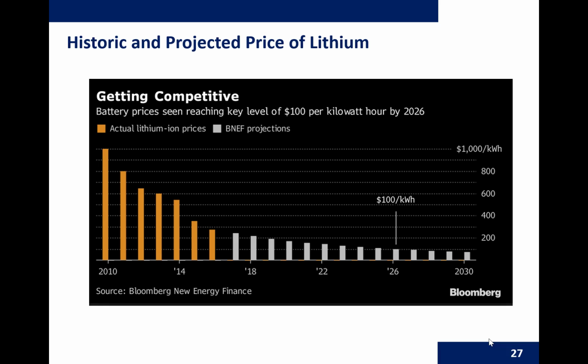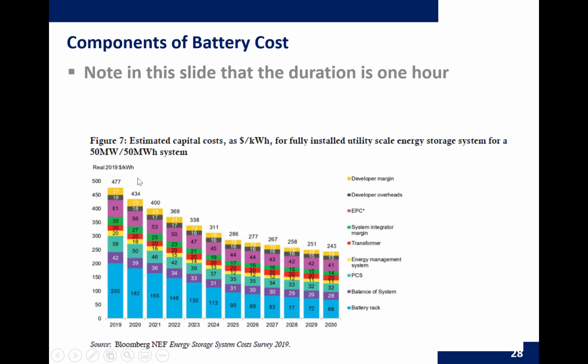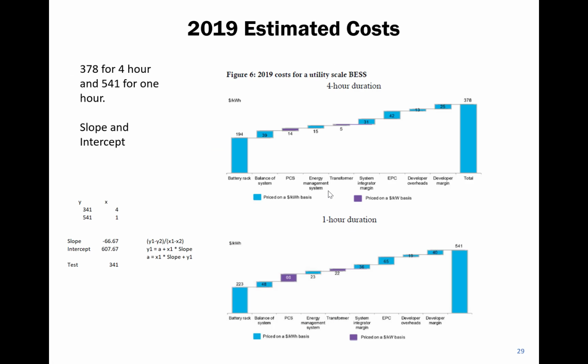Now, if that battery cost was 100 per kWh, that would be great. It doesn't say here what the duration is. This is for a 1 hour duration. And for a 1 hour duration, this says that in 2026, we're going to get 277 instead of 100. And they add in all these transformers. Well, that's fine. But then they add in all the EPC costs, the developer margin, the developer overhead. Oh, God. Okay, I've already talked about that.